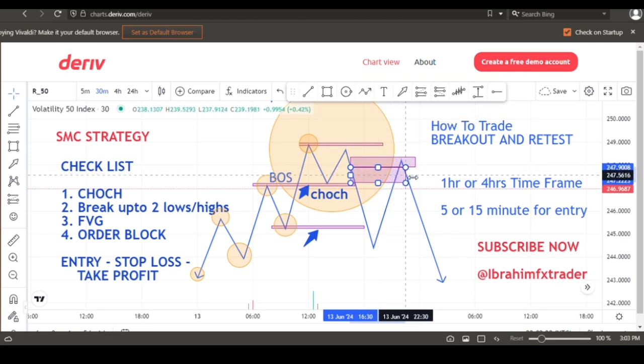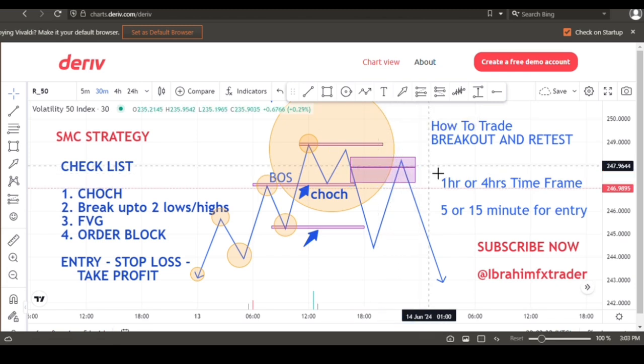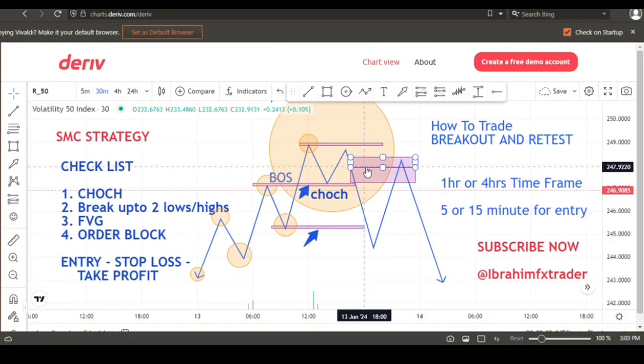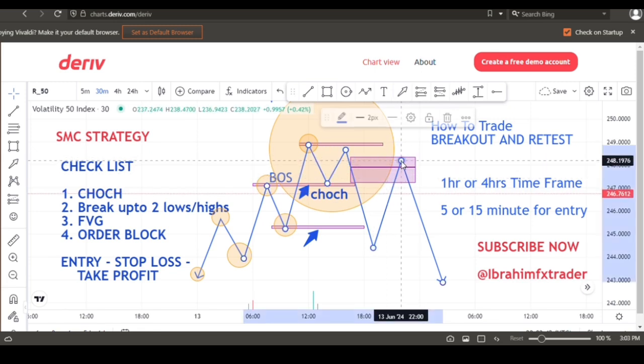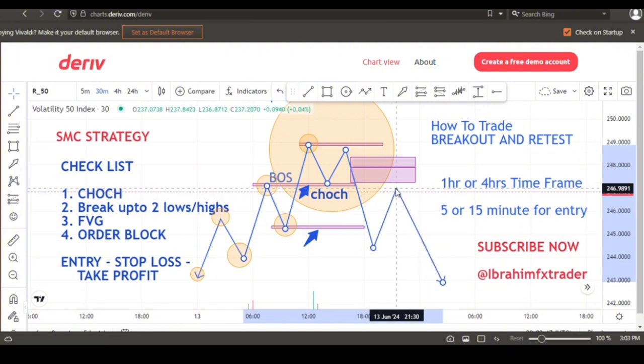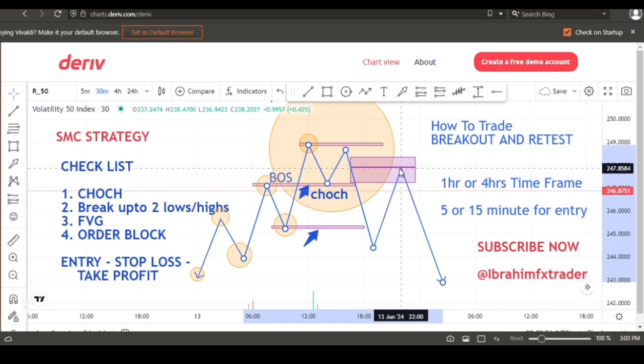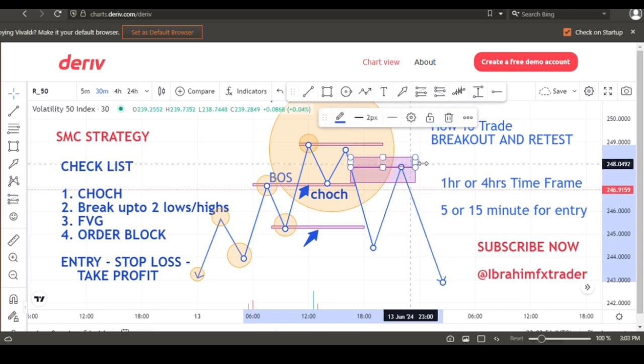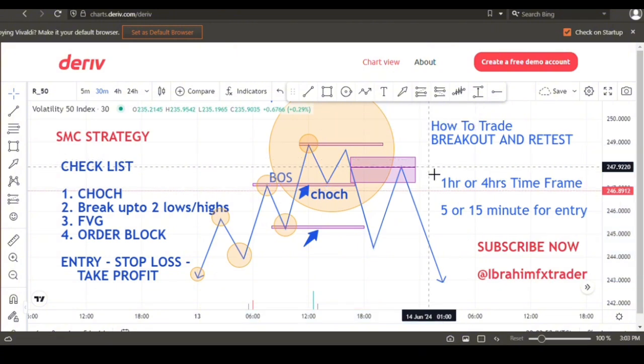So after you get your fair value gap and order block, let's wait for the trade to reverse and enter your fair value gap and touch your order block. This is when you need the 5 or 15 minutes time frame for your entry confirmation.